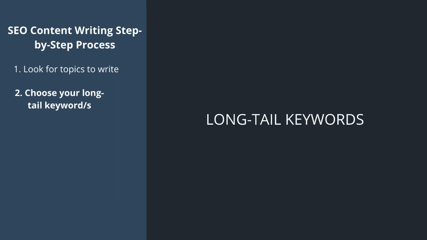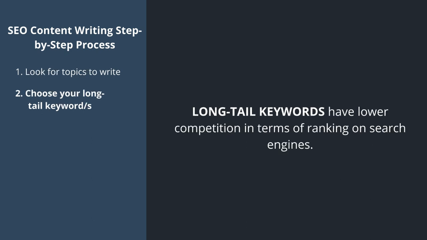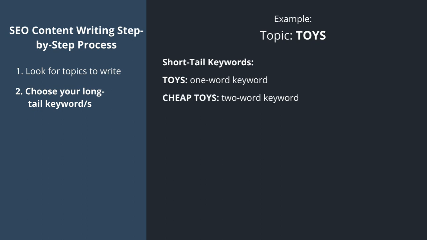As you can see, I said long tail keywords and not just keywords. What are long tail keywords? Long tail keywords are keywords with 3 words or more. They are more specific than keywords with 1 to 2 words, and they also have lower competition on search engines. So for example, if you are looking for the topic toys, our short tail keywords can be toys for a 1-word keyword, or cheap toys for a 2-word keyword.